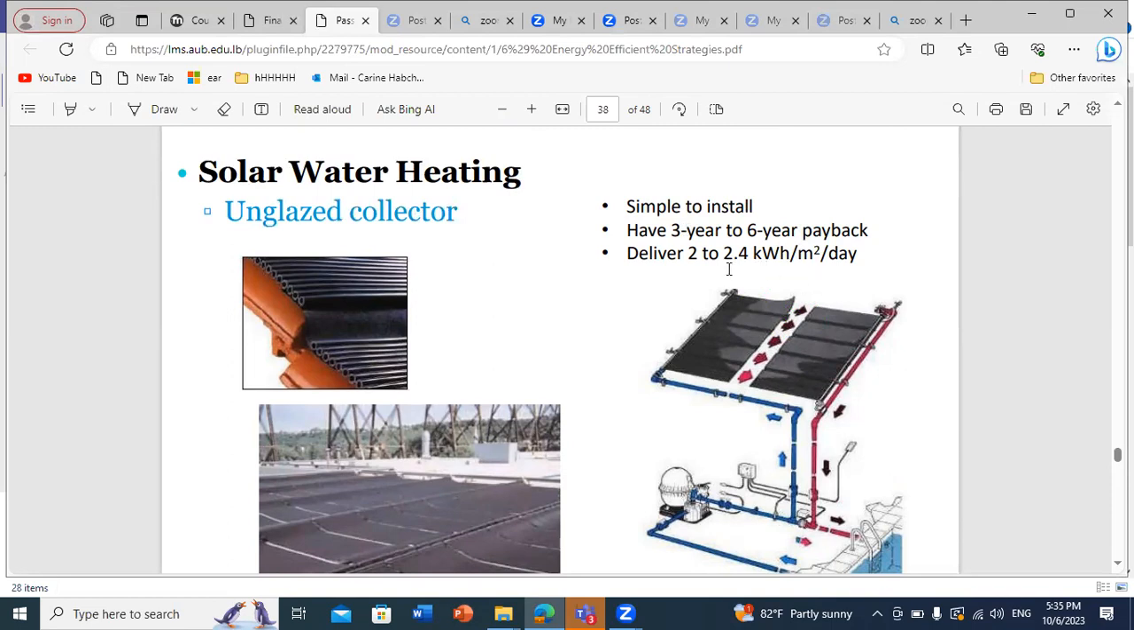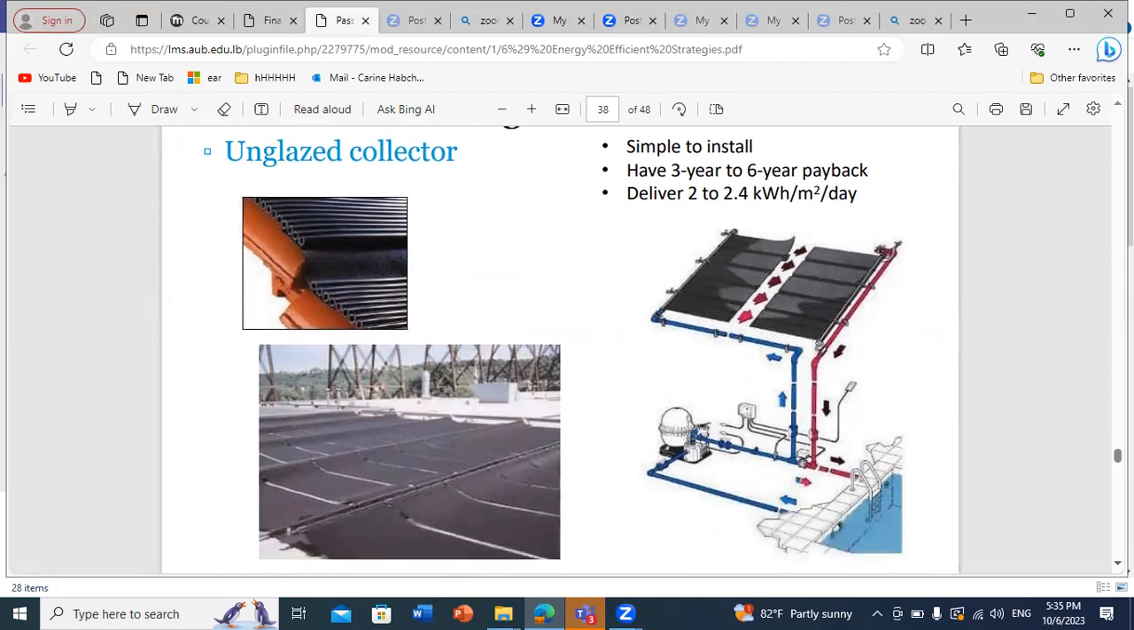It's true that the payback period is small and the installation cost is small, but also the power delivered is not very large. This is why they are restricted to applications that do not require a high amount of heating. For example, they can be used for pools. Okay, so to heat water in pools during winter, you need a certain amount of energy. Unglazed collectors represent a very good option for heating the water of pools, because you don't need to heat to a very large temperature.